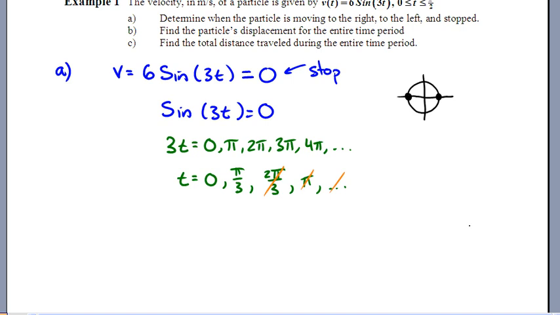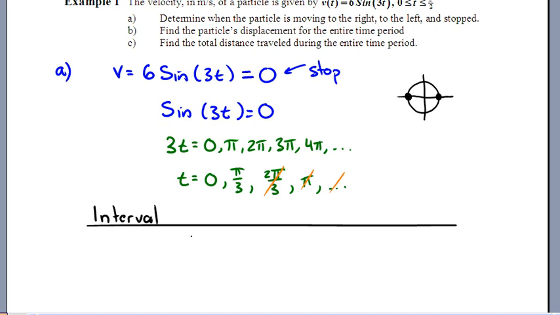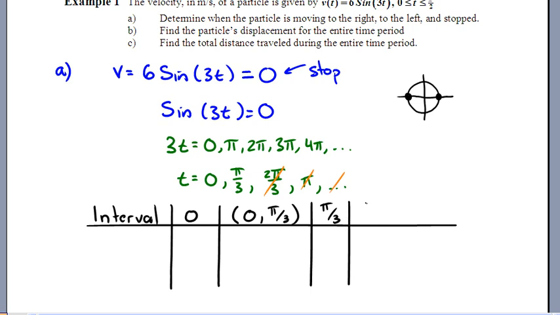So as always, I'm going to set myself up a nice little interval table, and I'm going to slice up my timeline at 0 and pi over 3, and then I've got my endpoint there at pi over 2. Okay, so time intervals. I do have an interesting moment right at 0. We begin stopped, and then we're going to look at all the times that are in between 0 and pi over 3. And then pi over 3 is an interesting moment because the particle has no velocity. It's going to be stopped. Velocity will be 0. And then there's all the time from pi over 3 out to pi over 2, and that's when we're supposed to stop this story.